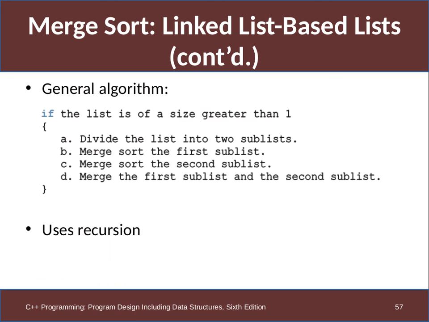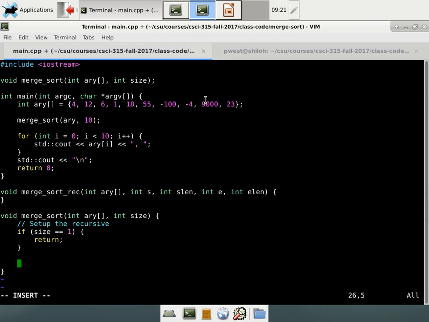All right, divide the list into 2 sublists. How are we going to do that? Probably need to pick a middle, don't we? We'll do size divided by 2. It's going to be the middle? All right, well, I'll call it middle position.